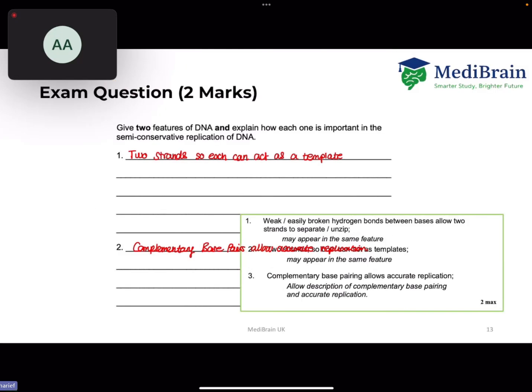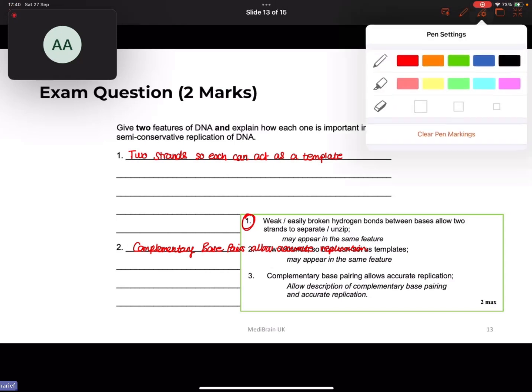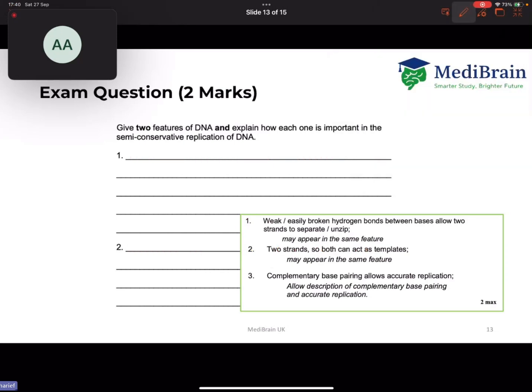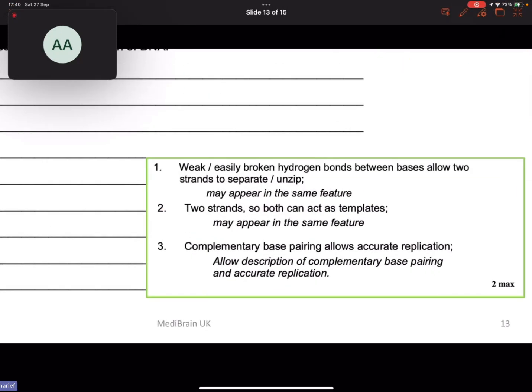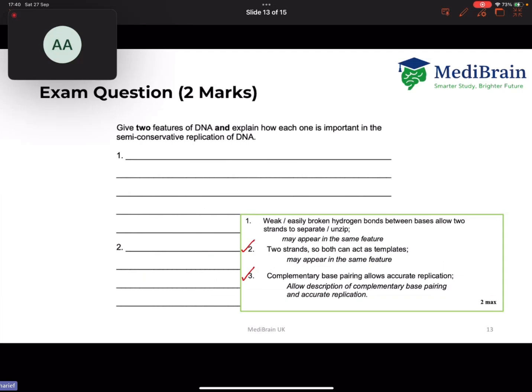Weak, easily broken hydrogen bonds. Okay, yeah, so this is another point that you could have had. It says two strands, so both can act as a template, which we had. Always my go-to point. It will be there on every mock scheme. Complementary base pairing allows accurate replication. That's always on my go-to as well. Okay, and that would be worth 2 marks.